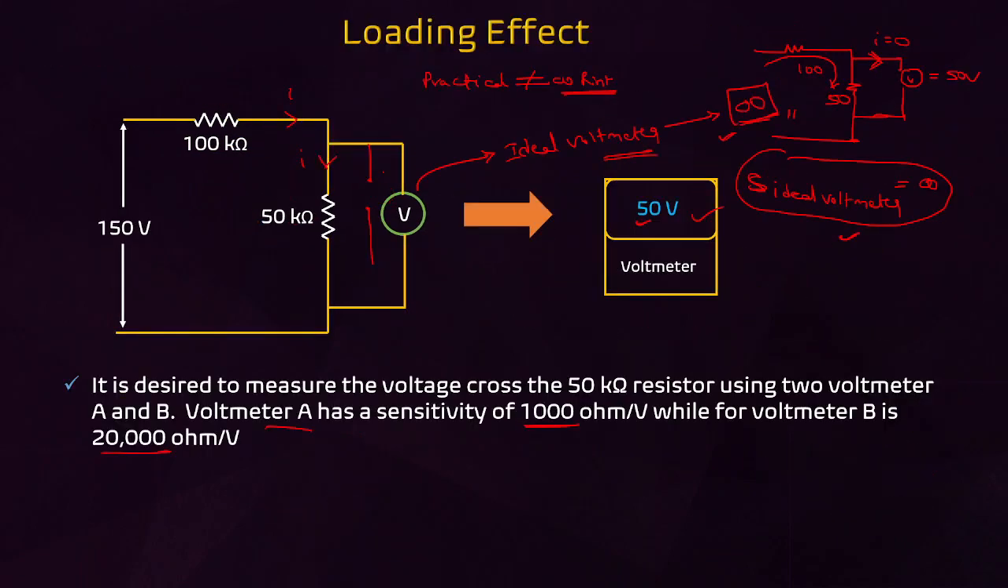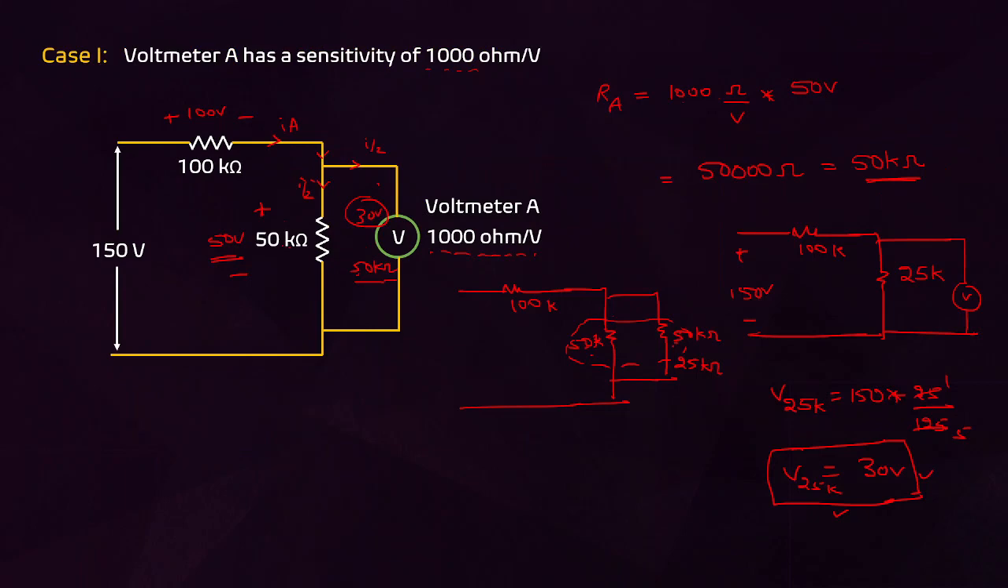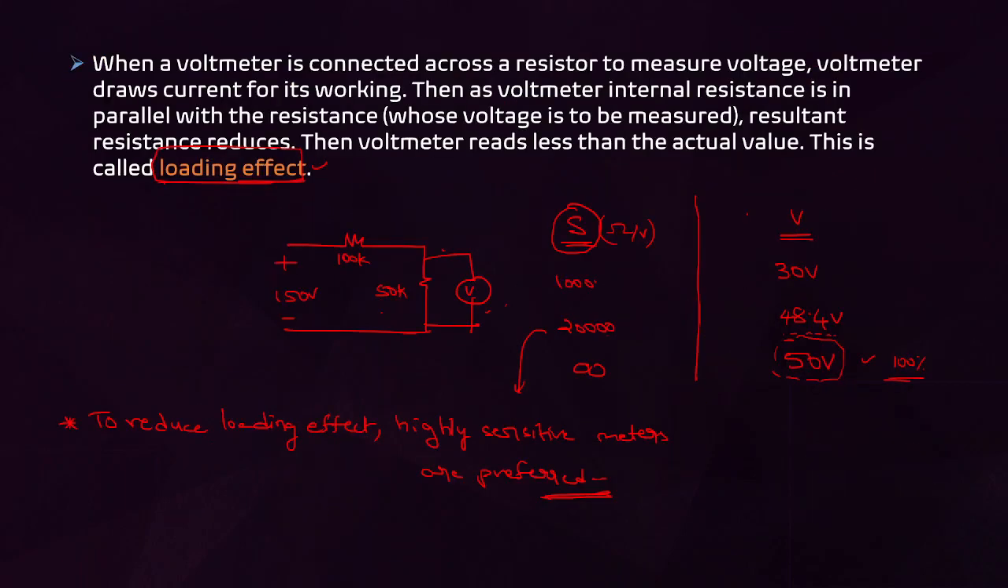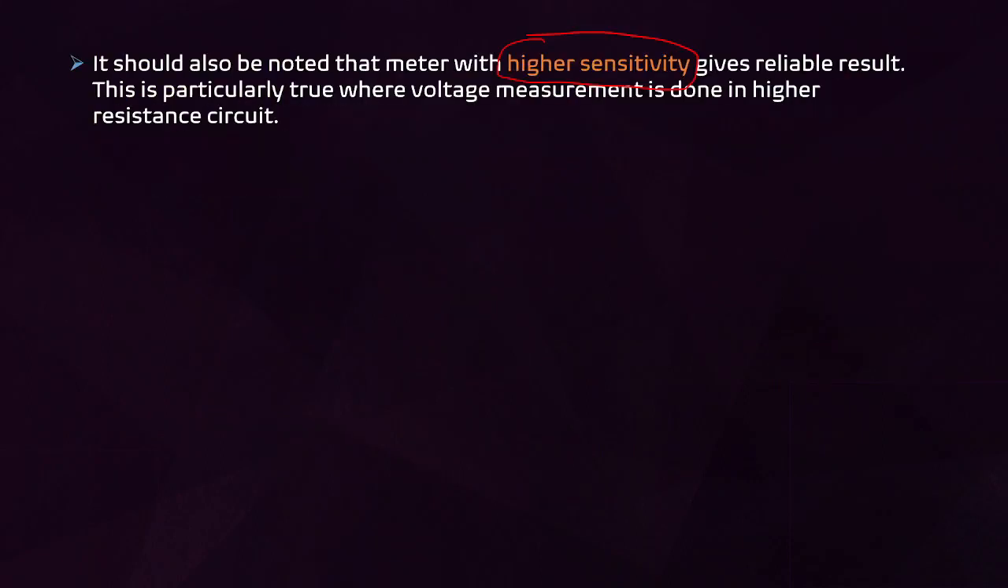I explained 3 cases. This is the ideal case, this is practical case 1, and this is practical case 2. And before that, we saw what sensitivity is and all. Now we saw how to eliminate it. This is the main thing. That is why I explained what sensitivity is in the starting only. Now we know what sensitivity is, what loading effect in a voltmeter is, and how to overcome it. Right? Hope you understood this.